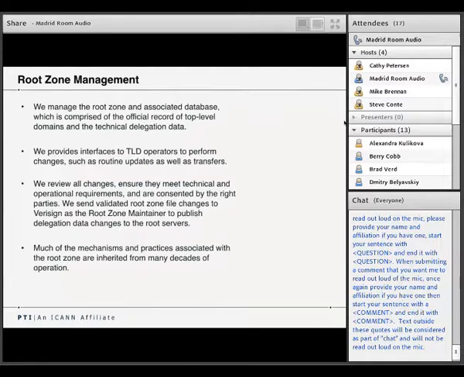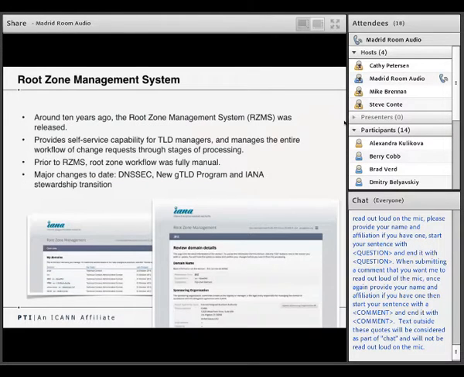And the last point is that much of the mechanisms and practices associated with how we do this root zone operation is really inherited from many decades of operation. So what I'm about to embark on telling you about is really adjusting some of the fundamental assumptions that have really structured how we do root zone management up until now.